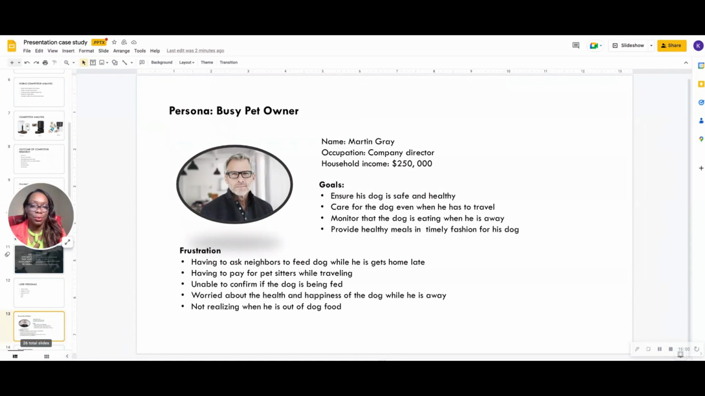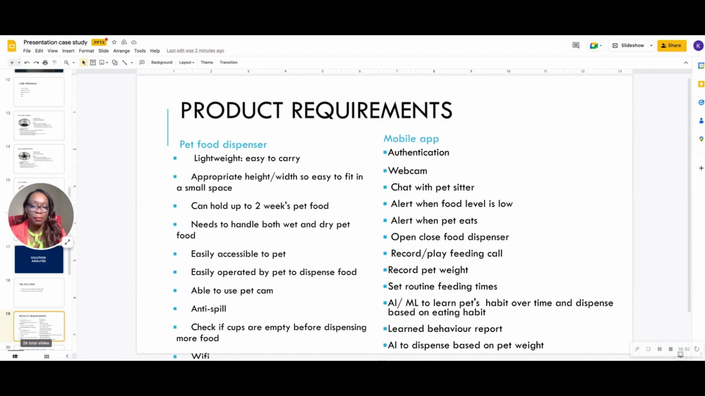So if we go back to our solution, we can say that among the things that we would like to have as product requirements is the pet food dispenser physical product needs to be light and easy to carry, obviously with aesthetic appeal because the human wants to look at something that's easy to look at as well. It must be appropriate height and width so it can fit into small spaces. Some of these people who would buy our product might not live in large houses. They may live in apartments.